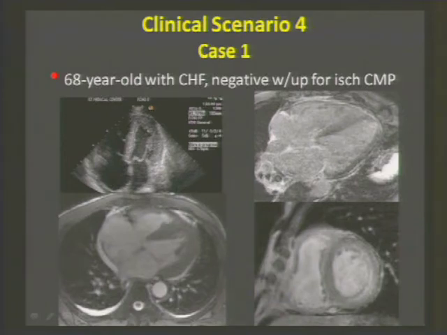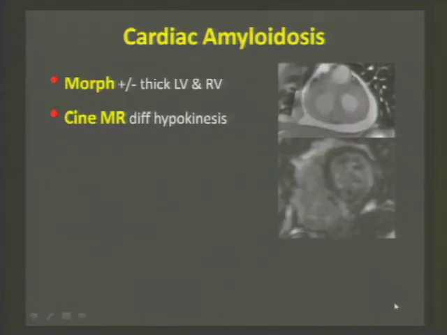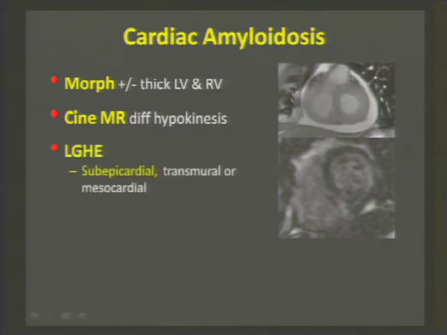When we see that in conjunction with the subendocardial delayed enhancement, the thought that we have is amyloidosis. So in amyloidosis, the ventricles are either thickened or normal. In this case, you can see the right ventricle is significantly thickened because of deposition there. There is diffuse hypokinesis along with it. Late gadolinium enhancement pattern is subendocardial, but it could be, like I showed you, transmural or mesocardial.